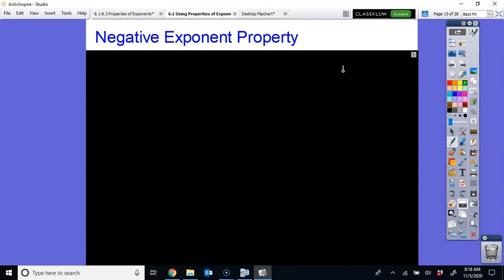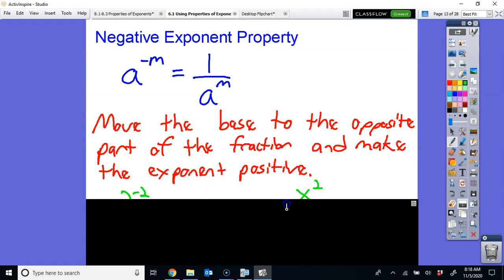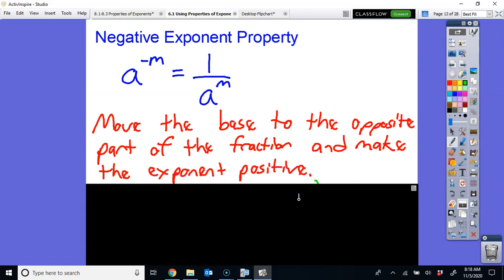Now, we will work with some negative exponents in the calculator later on when we get into exponential functions. But with negative exponents with variables, you want to make sure that you move it to the opposite part of the fraction and make the exponent positive. So if it's on the top of the fraction, we move it to the bottom of the fraction and make the exponent positive. If, for some reason, hold on, there's an announcement coming.